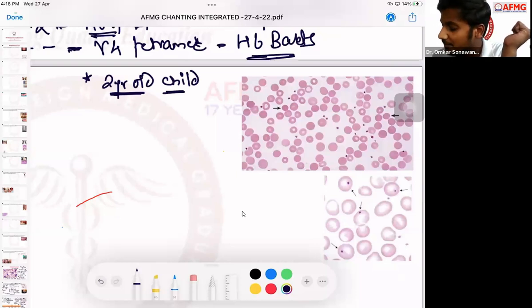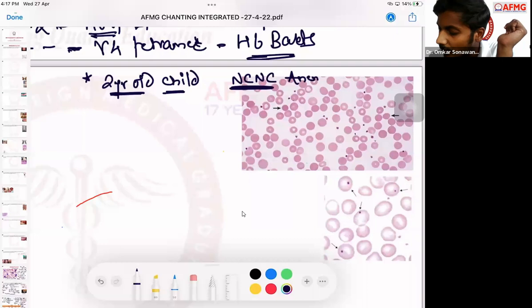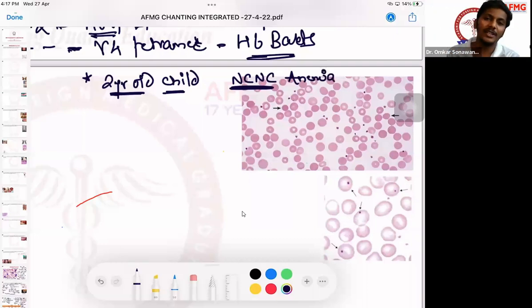On the peripheral blood smear, one thing you can notice is that the size of RBCs is normal, whereas the color of RBCs is almost normal, right? So definitely it is a normocytic normochromic anemia. As we discussed, all hemolytic anemias are normocytic normochromic except for thalassemia. Thalassemia is microcytic hypochromic. So it is a normocytic normochromic anemia.